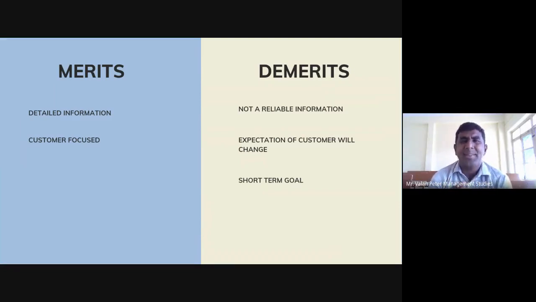And second, this method is customer focused, because they are going to buy the product, right? So you directly focus, irrespective of executive, irrespective of salesperson, you go to customers. Very baseline and important line.